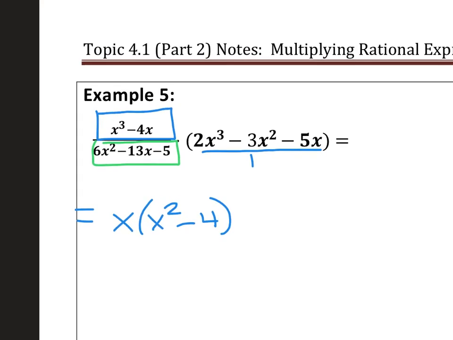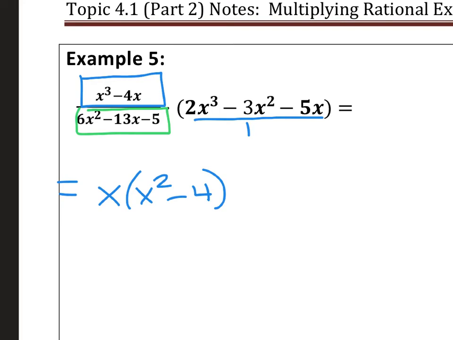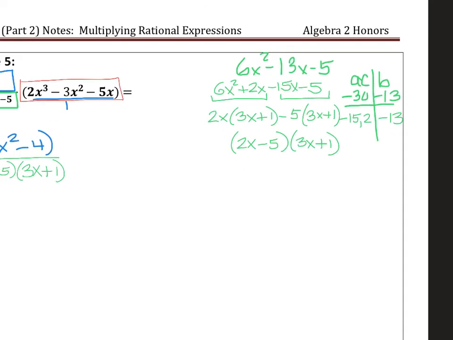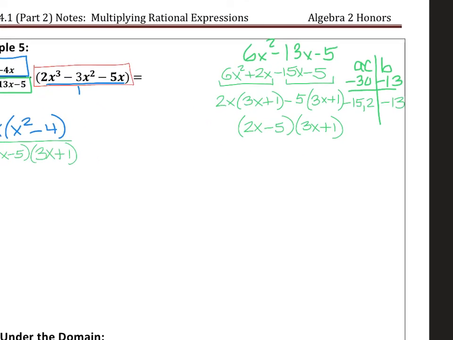And so I am going to replace this quadratic with its equivalent expression. So I have 2x minus 5 times 3x plus 1 on the denominator. And over here to the right, I have a trinomial. It looks quadratic, but it's not quite yet. I'm going to put this in red. And again, I'm going to have to factor that. So I'll put this work over here.